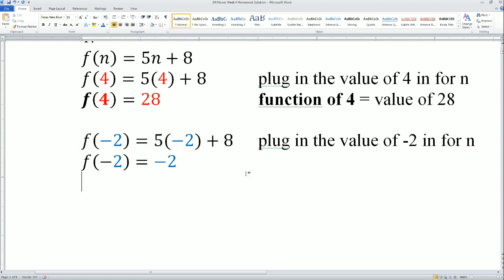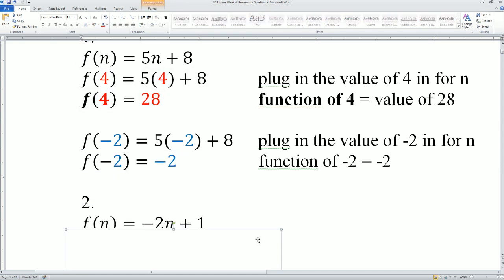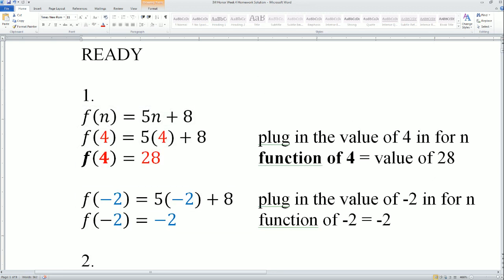So what that means is the function of -2 is equal to -2. So you're plugging in -2 here for n, and you're going to get the output of -2. That's what that means. For the next problem, I'm just going to be giving you the answer. The explanation is right here. It's just going to change because the function is going to change and the value is going to change, but the idea for the ready remains the same.